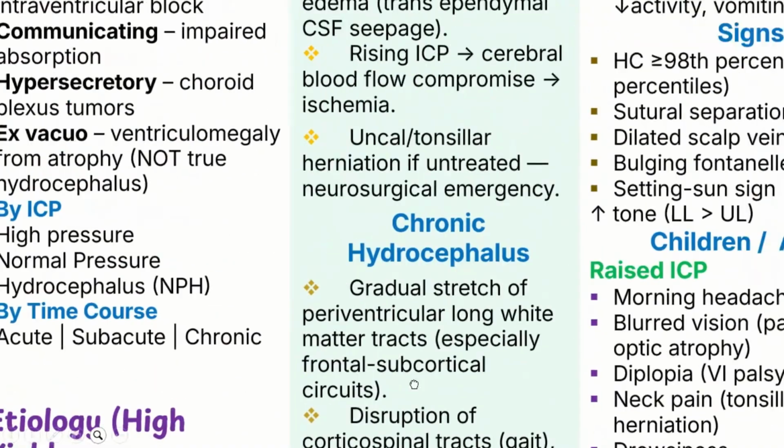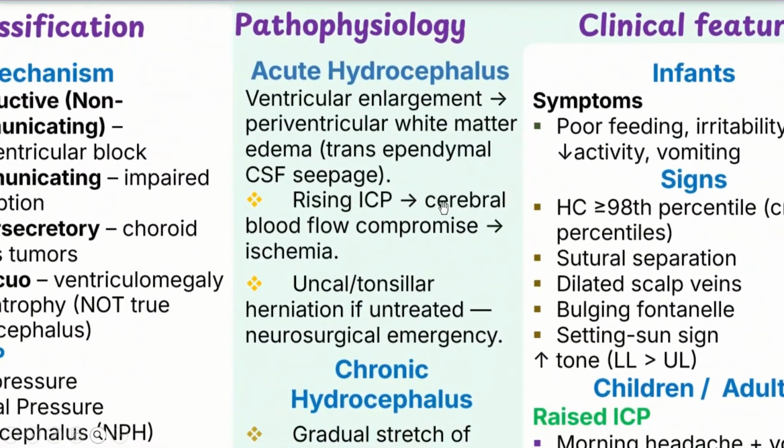So when we look at the physiology, what happens in acute hydrocephalus, we're going to have ventricular enlargement. Now, when the ventricles enlarge, there is going to be the periventricular white matter edema, or what we call the transependymal CSF seepage. We're going to have the ventricles increasing, but they're increasing with a lot of CSF. So the pressure is going to push on those ependymal areas, and we shall have CSF going around the periventricular area, giving a kind of edema there.